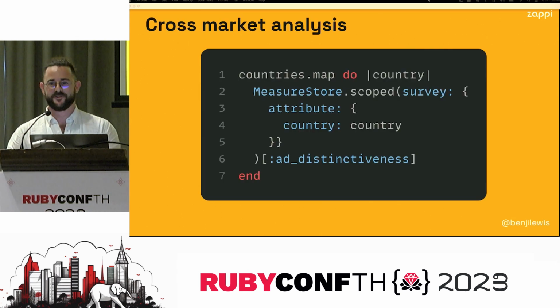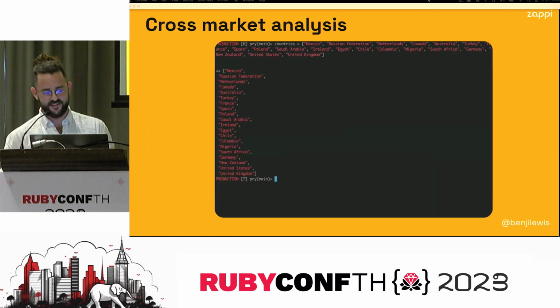So for the first demo, we're going to take a look at how a particular measure has performed across the different countries that we've run adverts in. So the measure that we're going to look at is ad distinctiveness. The question could have been something like, on a scale of 1 to 5, how distinctive was this ad? And what we'll do is we'll loop over those countries that we've run ads in, and we'll get back the distribution of the measure for that given country. Now, I haven't shown it in the snippet, but we will also draw a little ASCII chart to look at that data. So here's the GIF.